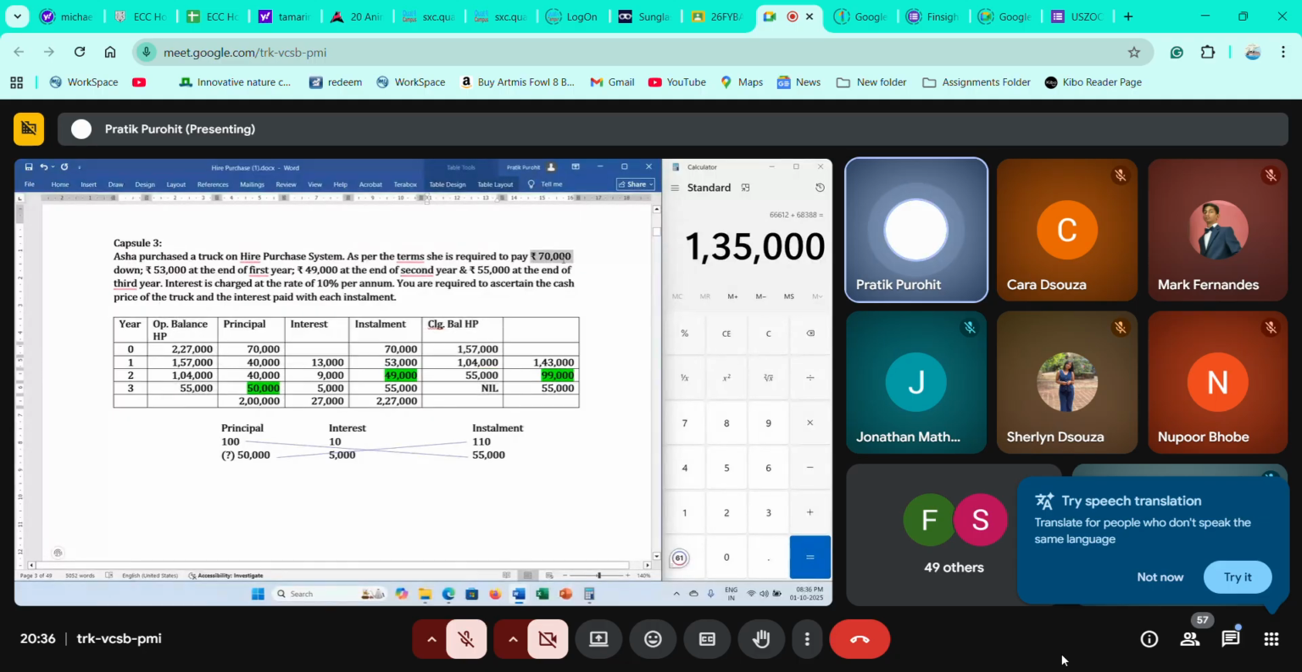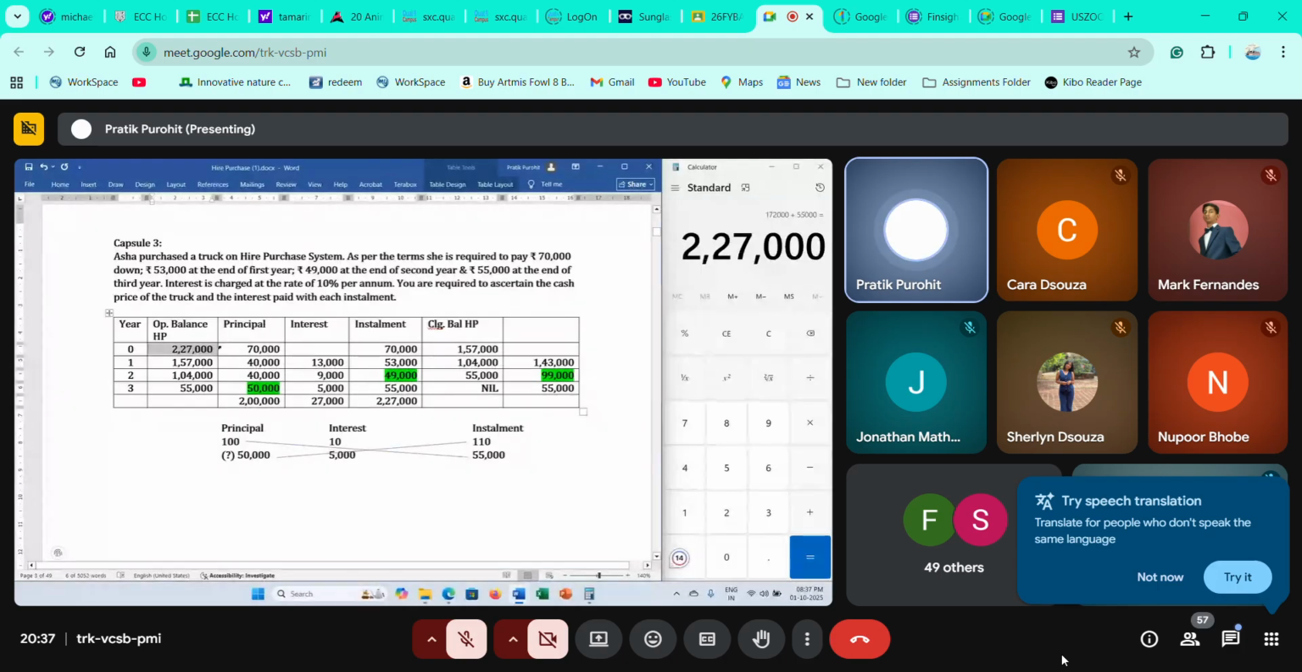So if I make a total of these amounts, I should get 2,27,000. Let's cross verify. 70,000 down plus 53,000 at the end of the first year, 49,000 at the end of second year, 55,000 at the end of third year. That makes it 227. Correct? So this becomes your opening hire purchase price.